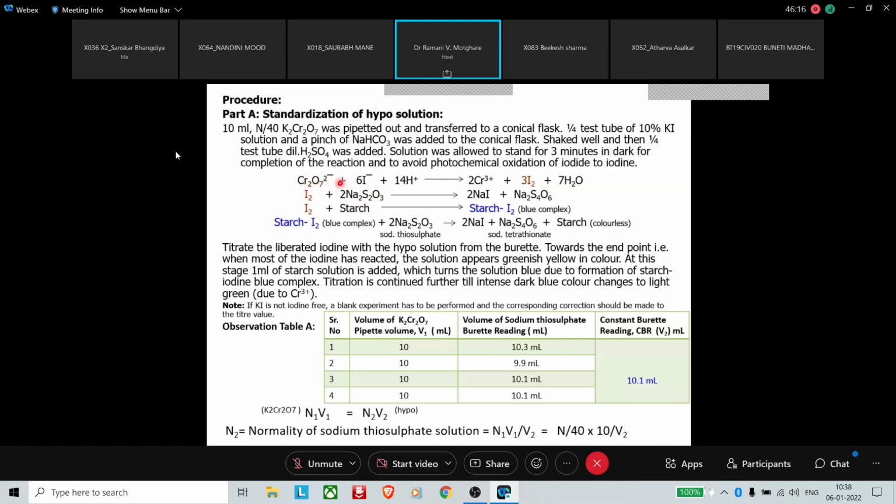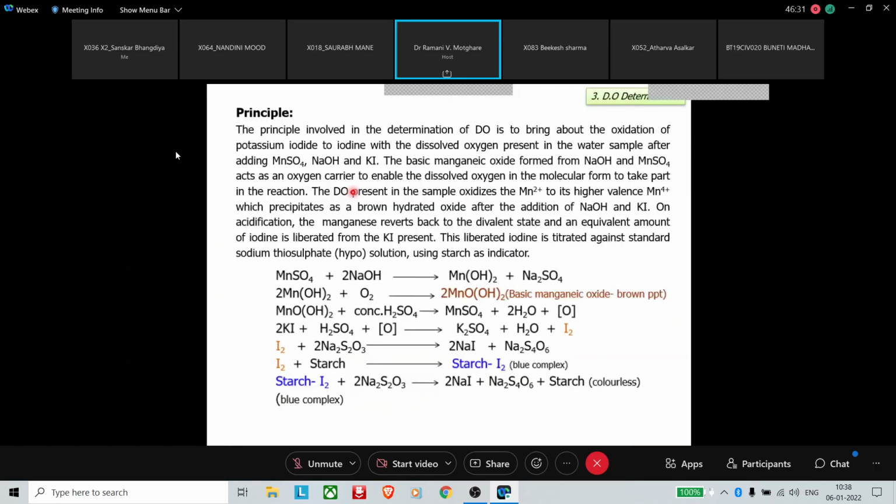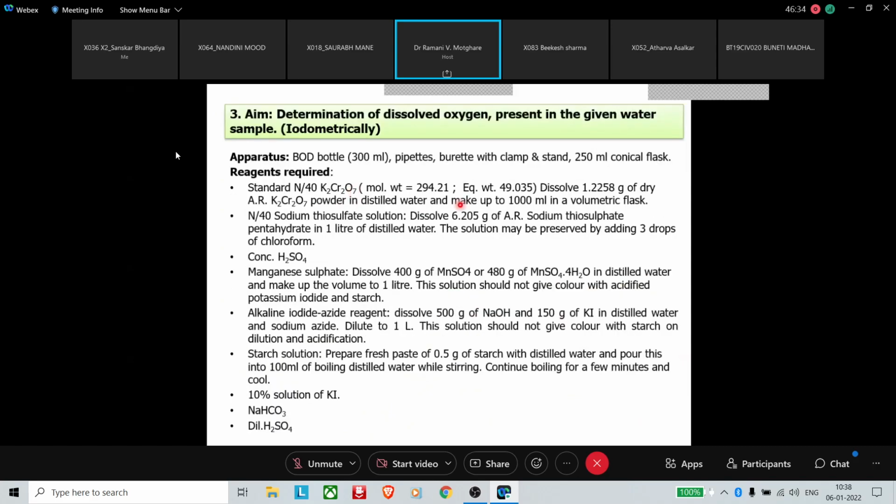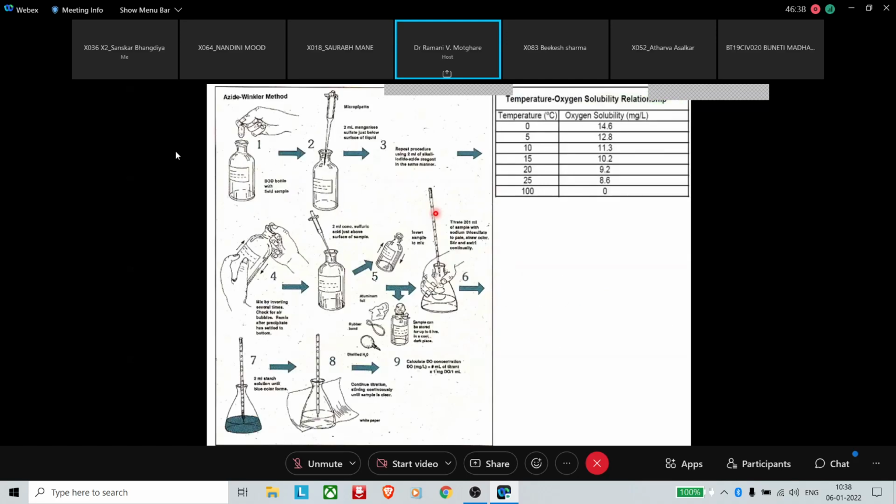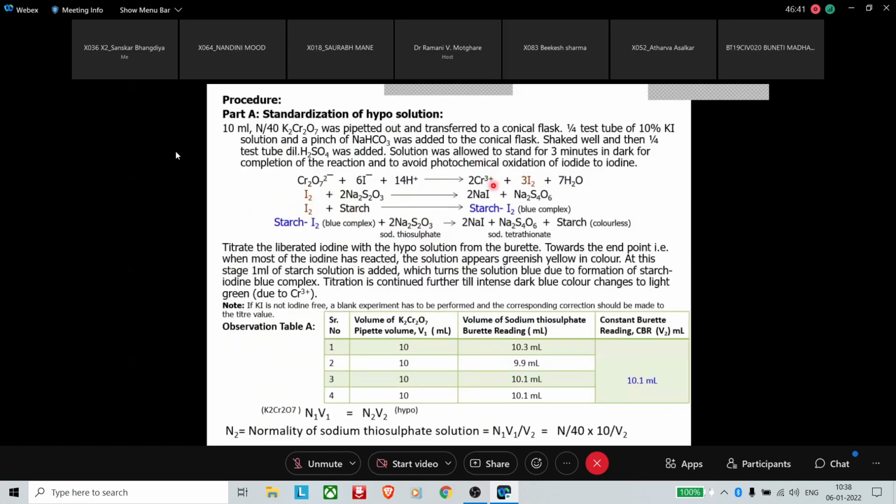Cr2O7 2 minus plus 6I minus plus 14H plus. It's a redox reaction, giving 2Cr3 plus, wait a minute. What I told you, it is going from +6 to +3, but the number of ions taking part is 6. The valency change is like 2.